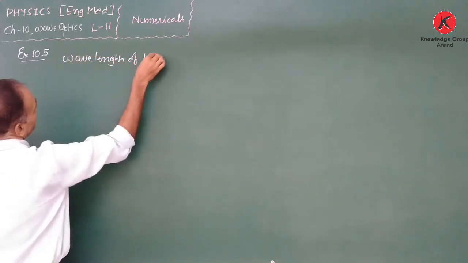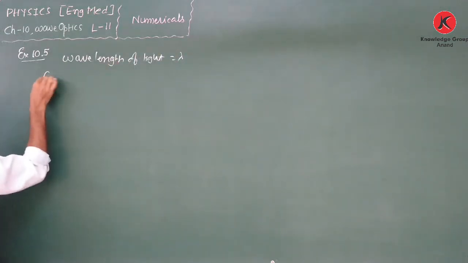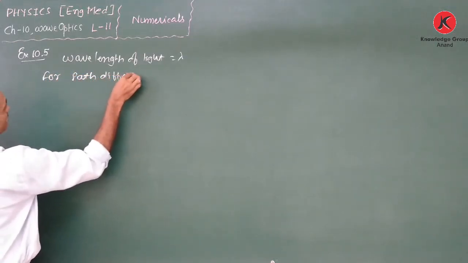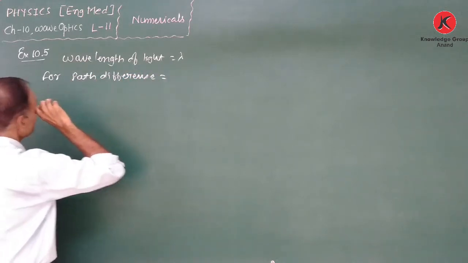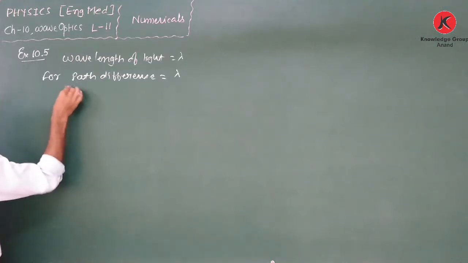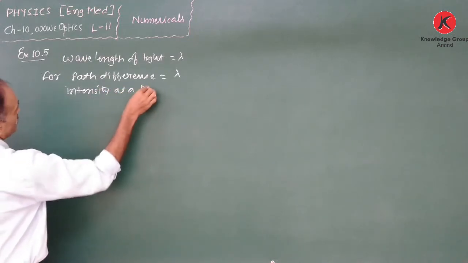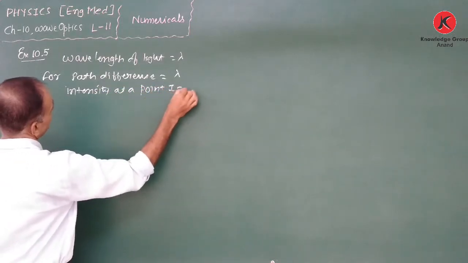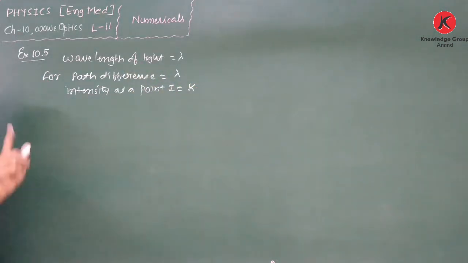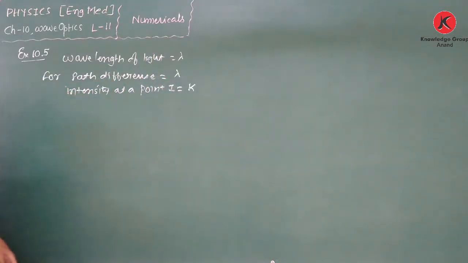Now listen here, the wavelength of light used is lambda. First, the path difference is given as lambda. The intensity of light at that point is I, given as capital K. We have to find out the intensity at a point where the path difference is lambda by 3.